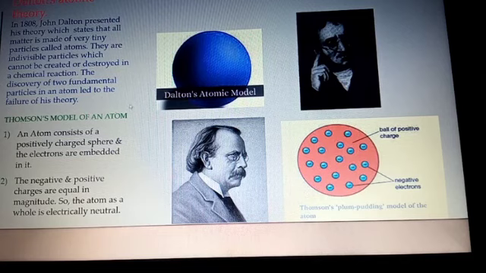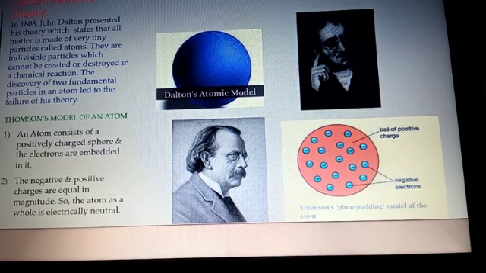After John Dalton came Thomson. Here you can see the picture, that is the Thomson model of an atom. Thomson proposed a model of an atom which is similar to the Christmas pudding. So this is Thomson's plum pudding model of an atom, where you can see the electrons in a sphere of positive charge. This complete pink part you can see is the positive charge, and the electrons are present in the positive charge.